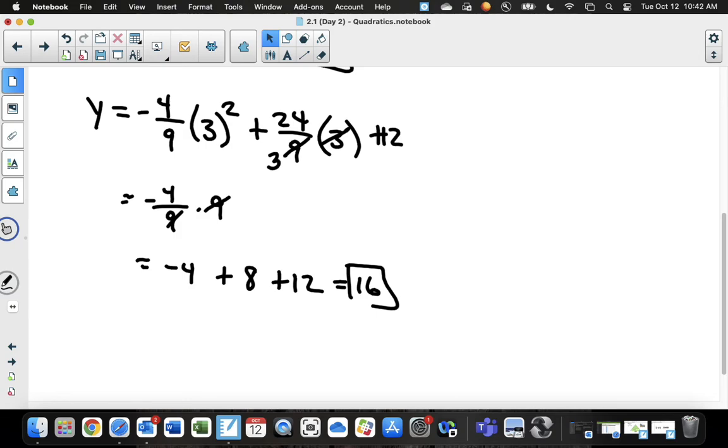Main reason I wanted to do this was the fractions. Just working through the fractions, because I want you to be able to do that. Okay?